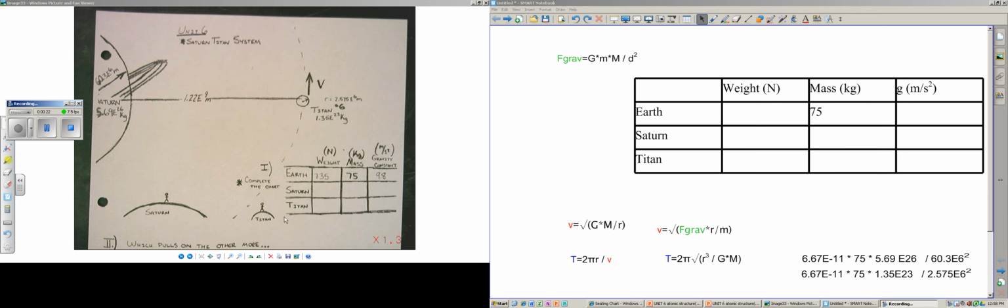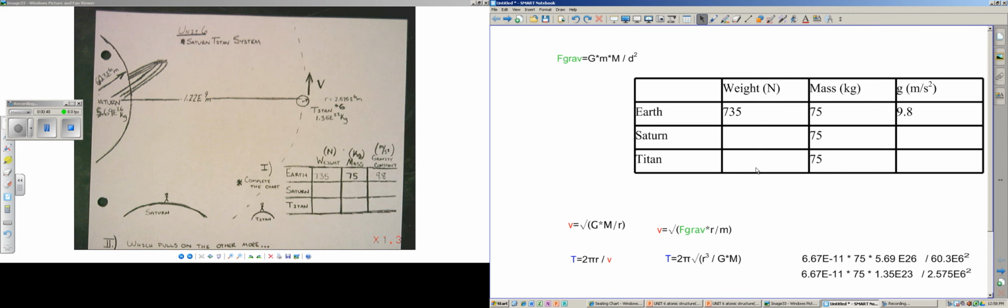What you have to do is realize that whether you're on Earth, Saturn, or Titan, your mass is the same, it's 75 kilograms. We also know the gravity constant on Earth is 9.8 meters per second squared, and so if we multiply 75 times 9.8, we get a weight of 735 newtons. So now we have a baseline to make comparisons.